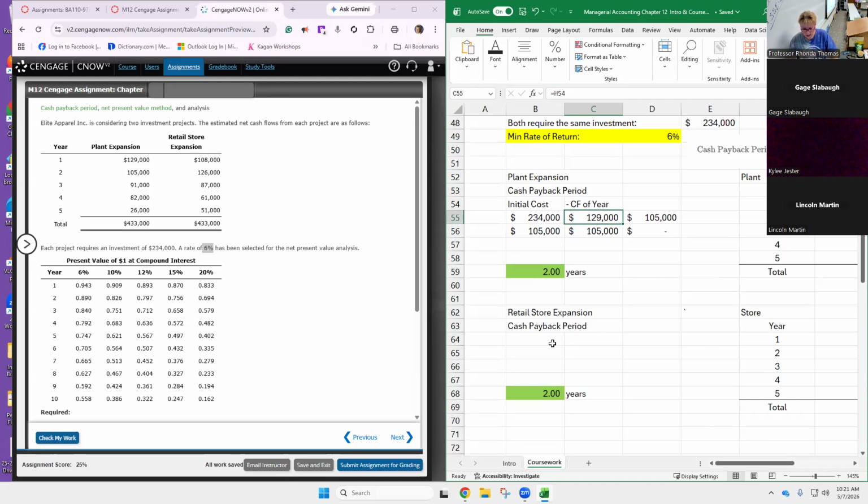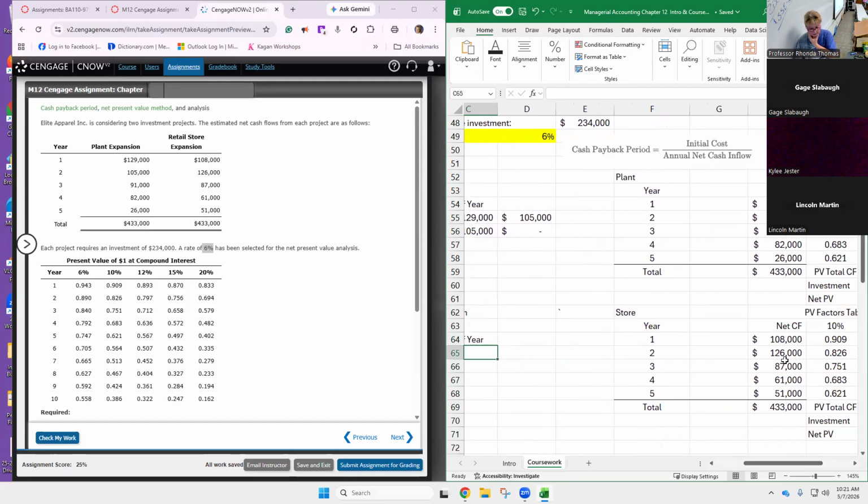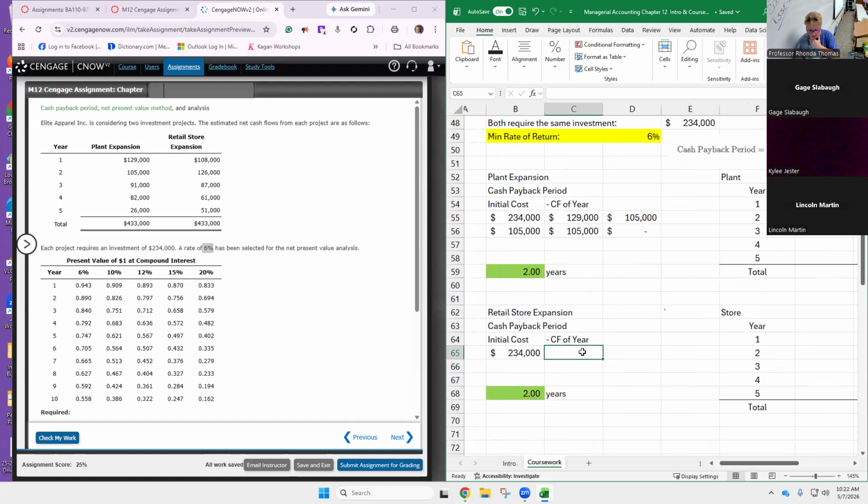Now I'm ready to put this in down here. Once again, we're just going to list the initial cost, which is the same for this project as well. I've got that at 234,000 listed here on my spreadsheet. Now I'm going to go get my cash flow, which is not the same, but I think it makes up for it. My store's first year cash flow is 108,000, and that's the amount I have to subtract.